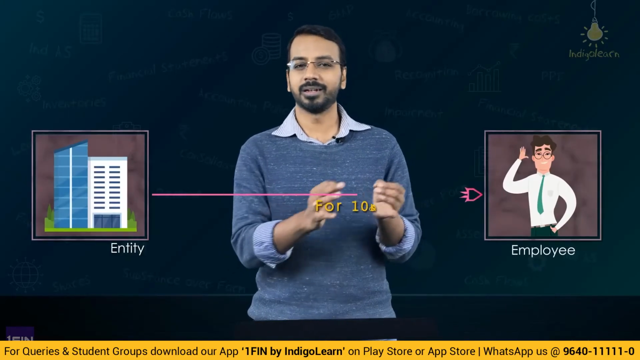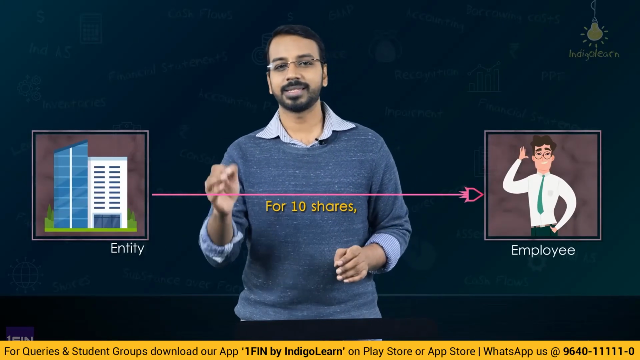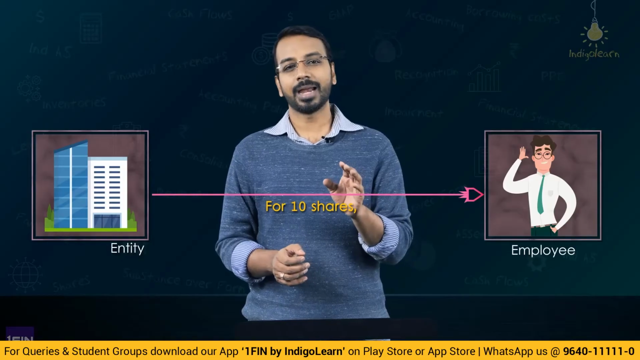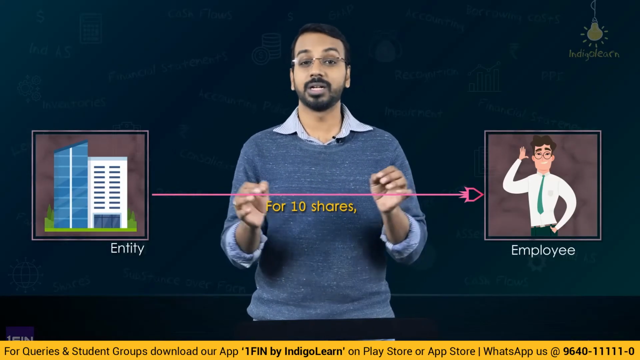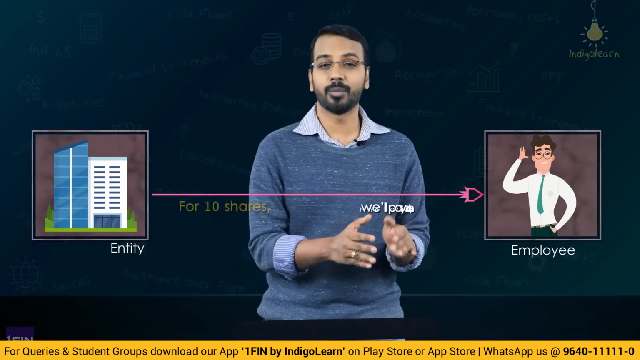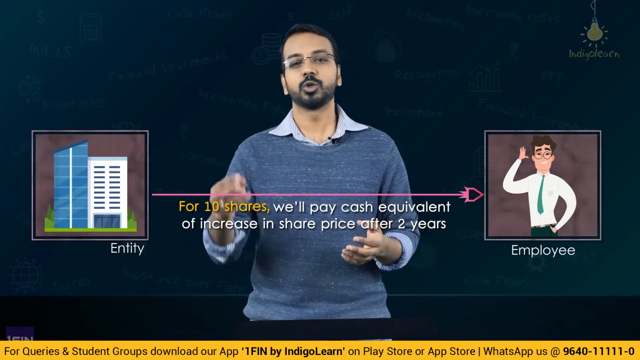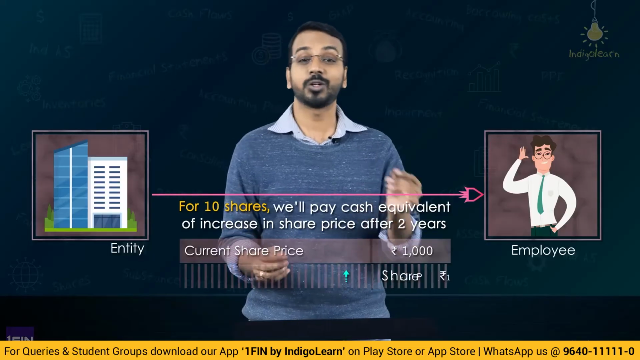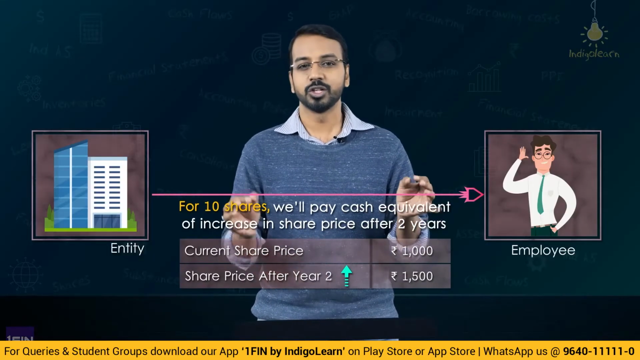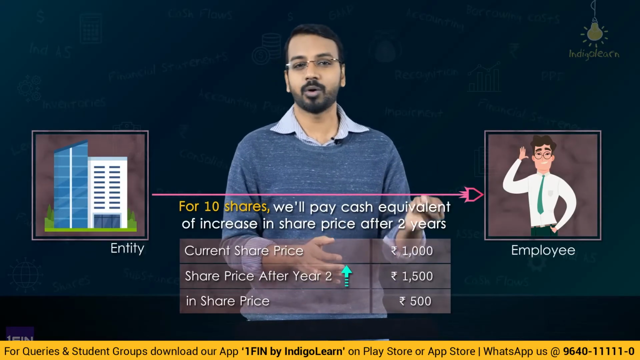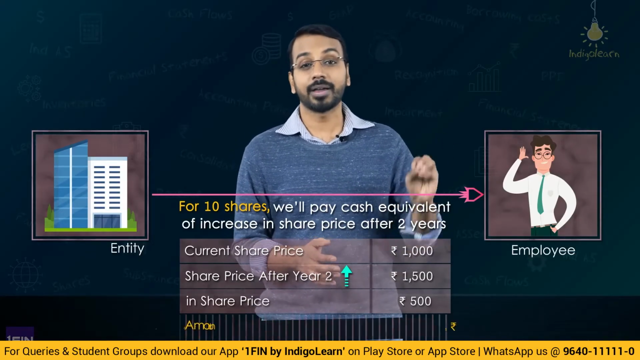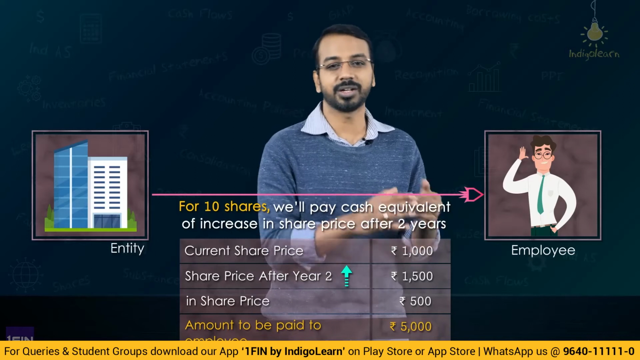Another example could be the employer tells the employees to consider 10 shares. Today, the share price is 1000 rupees, and whatever is the share price after 2 years, we will compute the difference, and I will pay you the differential amount for 10 shares. So, for example, today the share price is 1000 and after 2 years the share price becomes 1500. So, the increase in share price is 500 rupees. For 10 shares, the amount comes to 500 multiplied by 10, 5000. So, this can be another cash settled transaction.